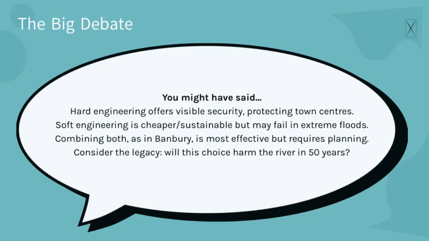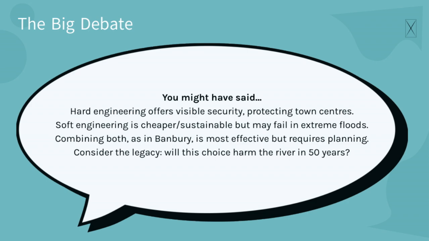You might have said that hard engineering offers visible security. That is a valid point. People may feel safer when they can see a flood wall, embankment, or barrier protecting the town center. You might also have said that soft engineering is cheaper and more sustainable. That is also valid. Soft engineering often works with natural processes, improves habitats, and reduces flood risk over a wider area. But you might have added that soft engineering may fail during extreme floods. That is an important point. During very heavy rainfall, trees, flood storage areas, and zoning may reduce damage, but they may not fully stop flooding.